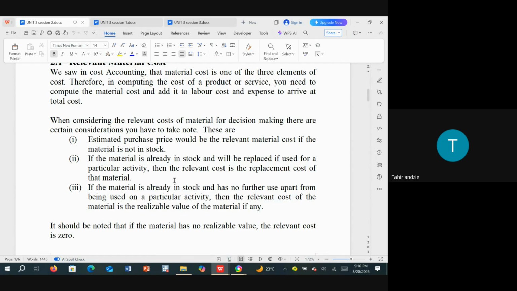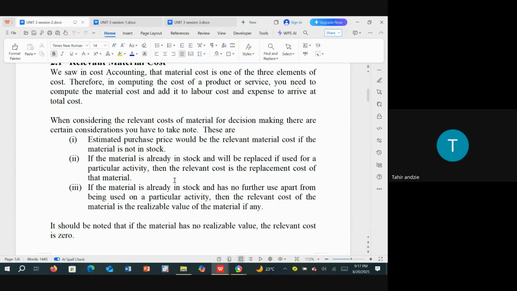It should also be noted that if the material has no realizable value, then the relevant cost is 0. Even if we use it for the particular decision, the relevant cost is 0 because the material has no realizable value. Okay, so 4 things, 4 conditions or 4 considerations.